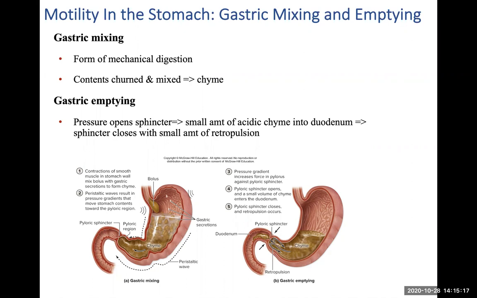It gets moved, gets squirted, for lack of a better way to describe it, into the duodenum. And then, as the sphincter closes, there's a little bit of what we call retropulsion, which is the movement of that chyme back into the stomach. And that just further helps to churn up the contents of the stomach as they are moving from the stomach into the small intestine.